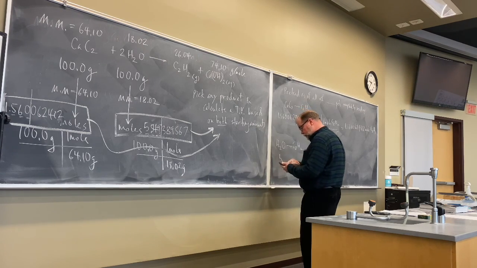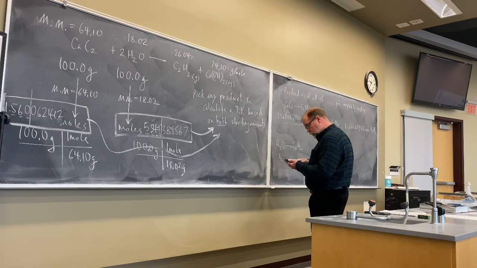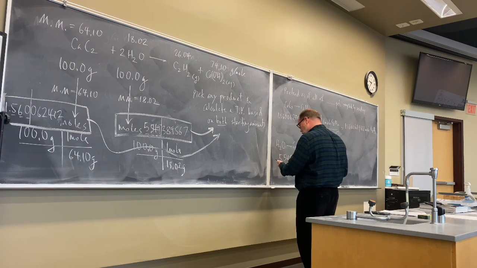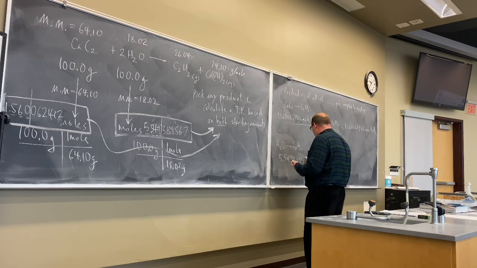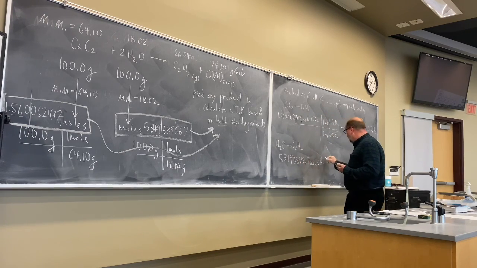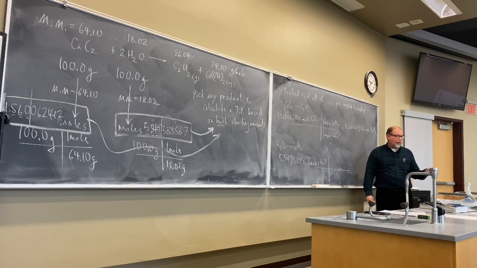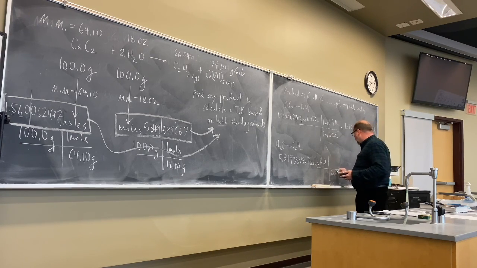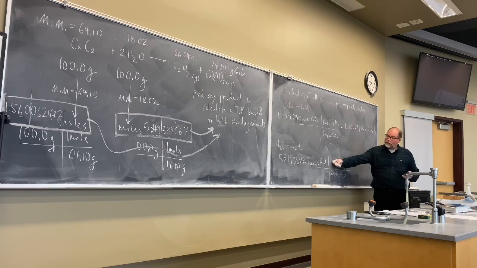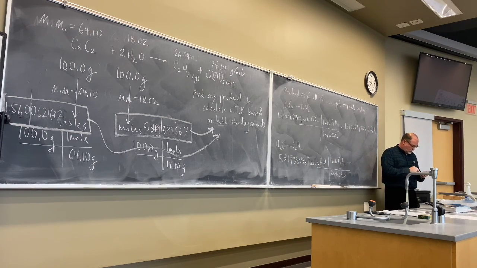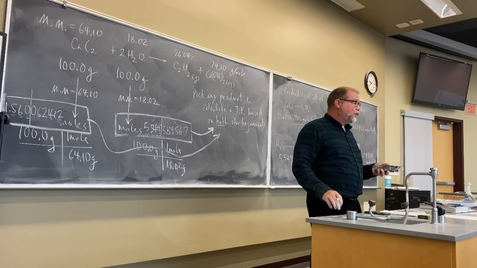And so we have 5.549389567. And that'll be moles of water. And from our balanced chemical equation, for every 2 moles of water, we can make 1 mole of acetylene. So we have to cut that amount in half. When I do that, my calculator gives me 2.7746947.84. Everybody working along getting those same numbers?